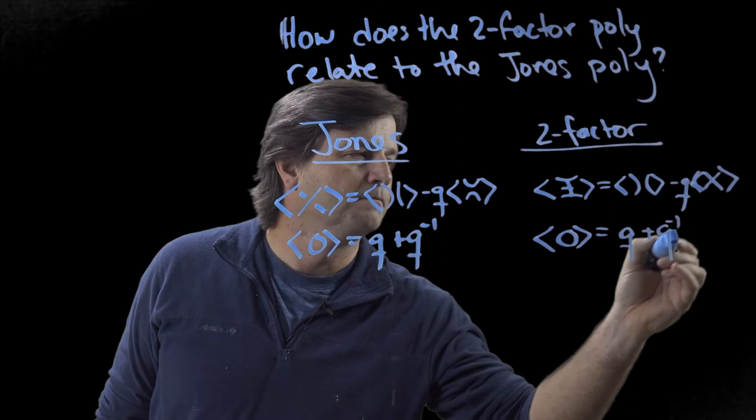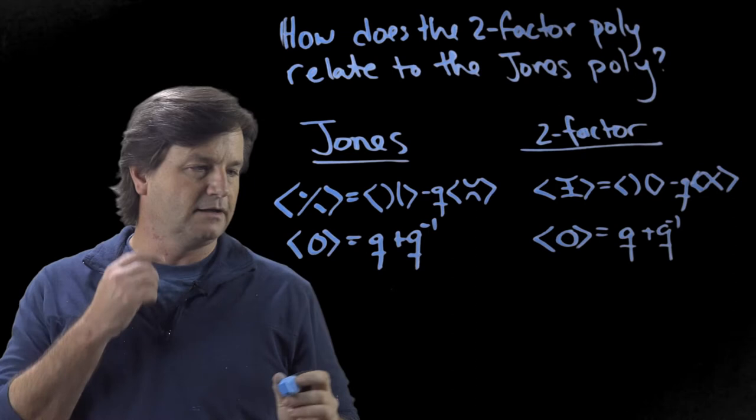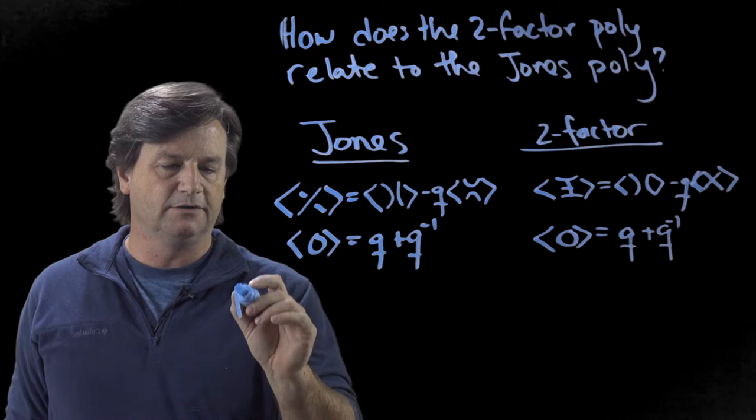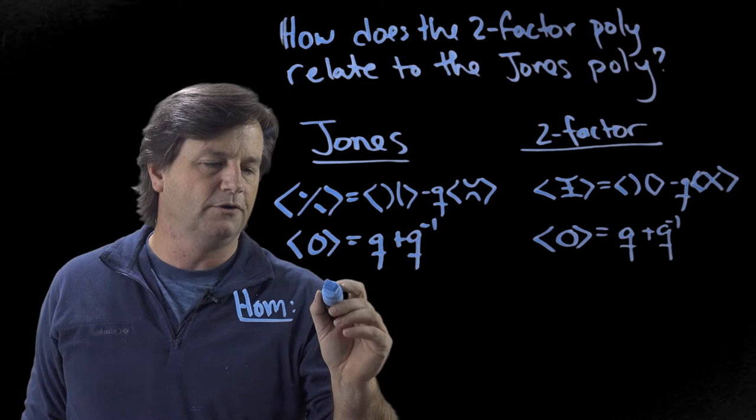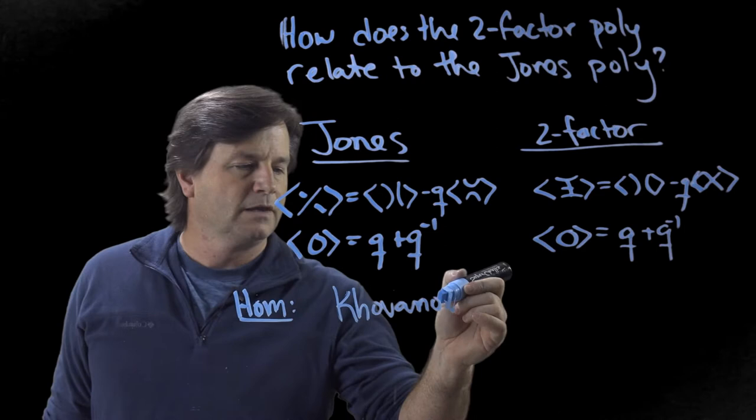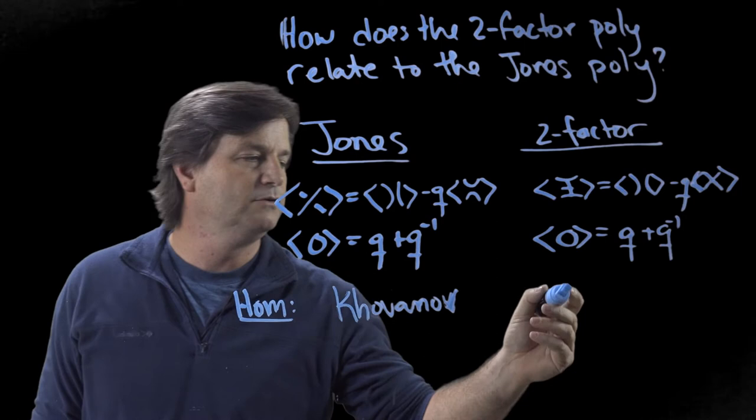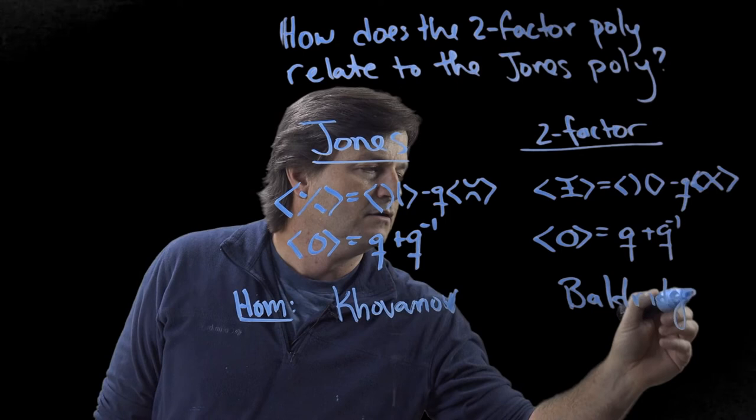Now, this looks so close to one another that you might think that there are homology theories for them, and there indeed are. The categorification of the Jones polynomial, as we all know, is Khovanov. And it turns out that you can categorify this two-factor polynomial, and if you do that, that's my work from 2018.